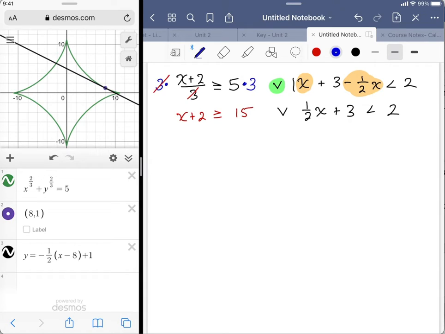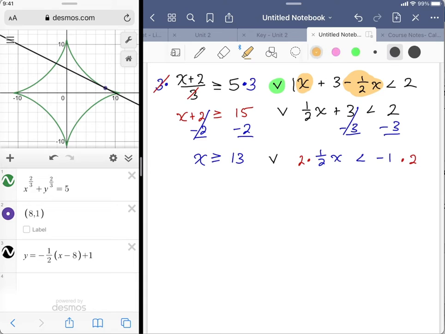So I'd subtract 2 from this equation or inequality. X is greater than or equal to 13. I'd subtract a 3 from this inequality. 1/2 x is less than -1, but then I want to get the 1/2 out of there. So I multiply both sides by 2. Still not multiplying by a negative number, so I'm not reversing the direction of the inequality. So this is going to give me an x on the left. These would cancel. And this is going to give me a less than -2.